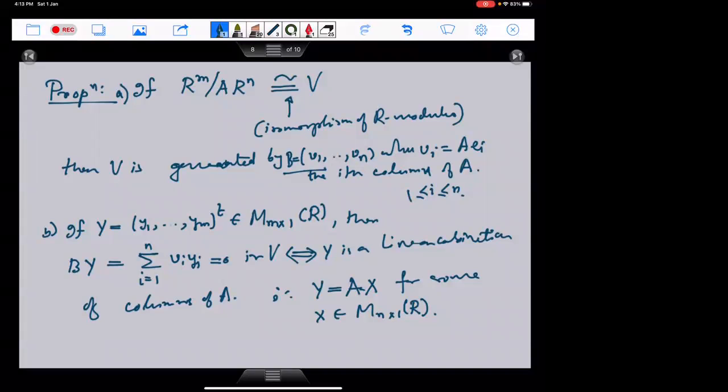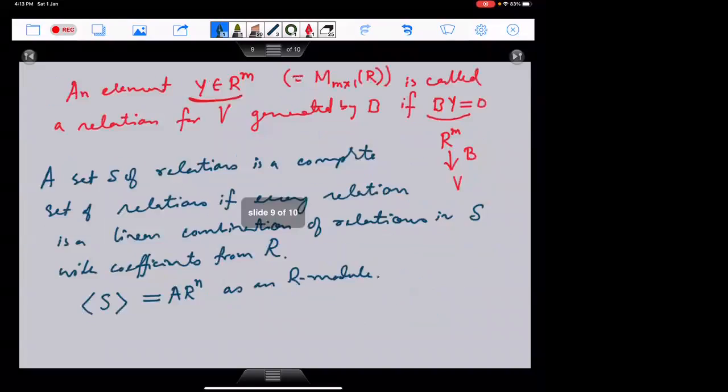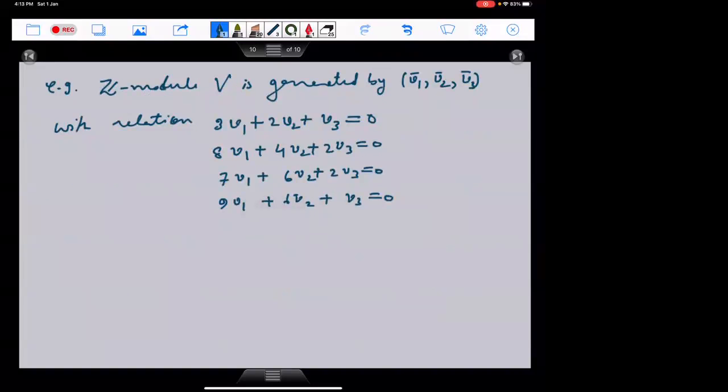So we are writing Y as a linear combination of V1, V2. So we have to talk about some matrices now, right? So what is the matrix I have in mind now? What I'll do, these coefficients I'll take as the first row: 3, 8, 7, 9, 2, 4, 6, 6, 1, 2, 2, 1.